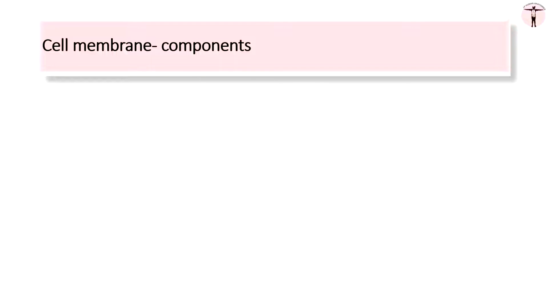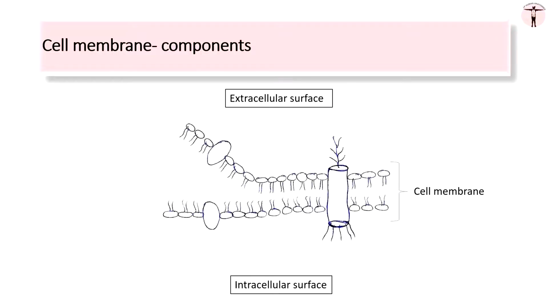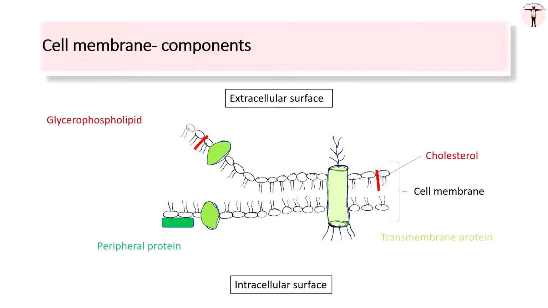The electron microscopy of a cell reveals the principal components of plasma membrane, which are lipids, proteins and carbohydrates. The lipids include glycerophospholipids and cholesterol. The proteins include integral proteins or transmembrane proteins and peripheral proteins. The carbohydrates include glycolipids and glycoproteins.